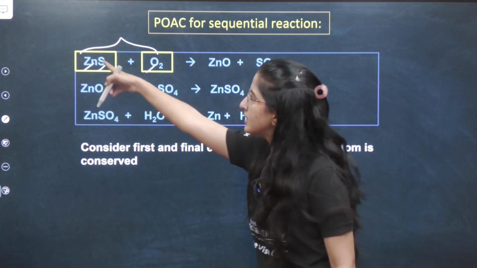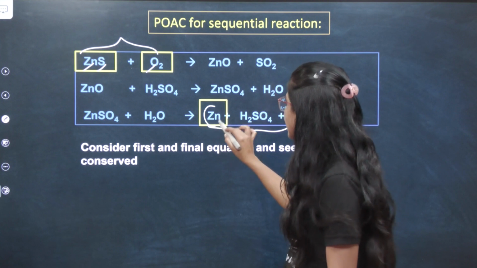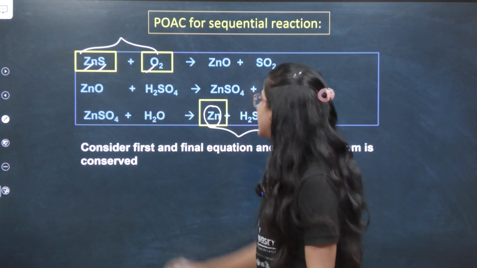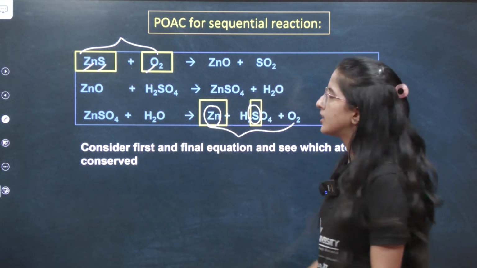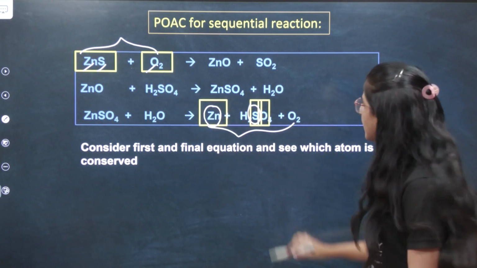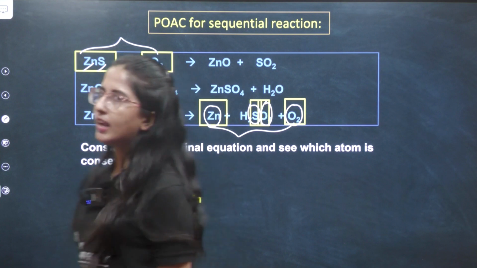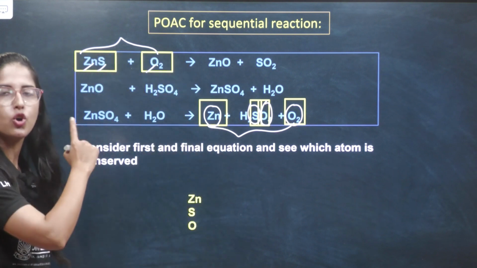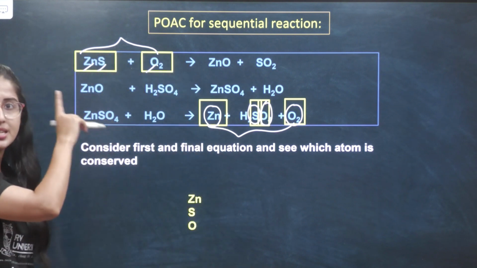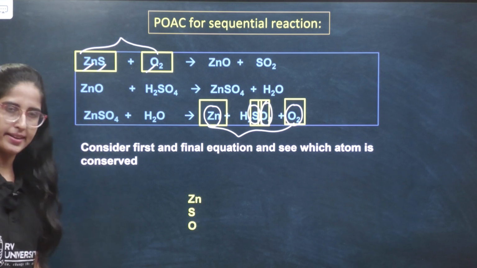That means zinc is present here, zinc is also present here. Sulfur is present here, sulfur is also present here. Oxygen is present here and oxygen is also present here. So in the first step you find that zinc, sulfur and oxygen are common in the first step reactant and the last step product side.